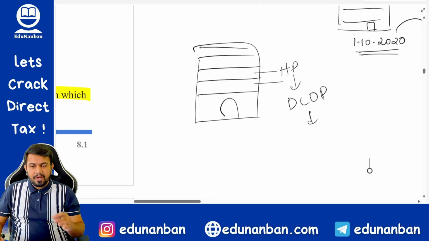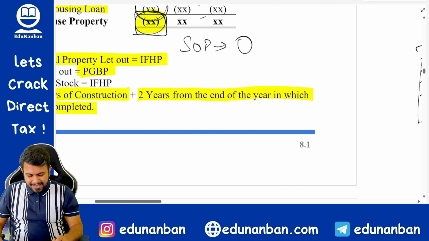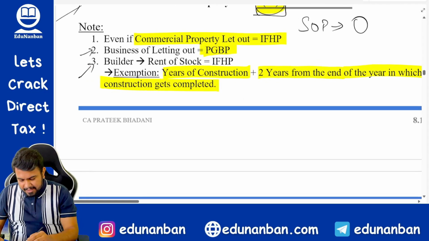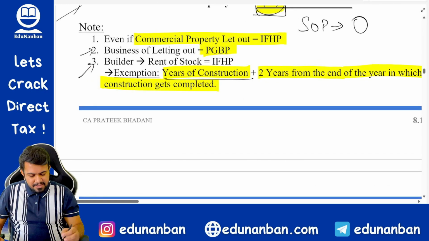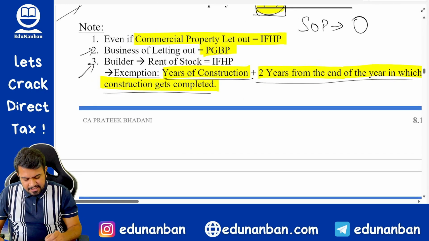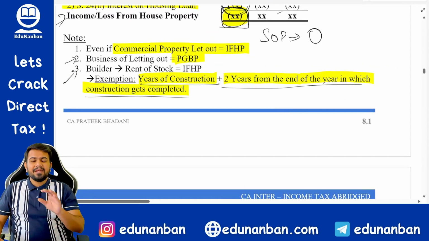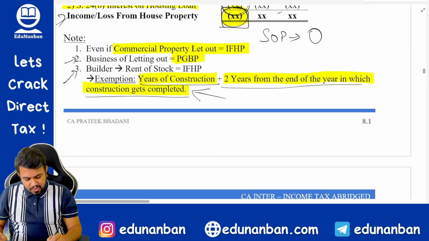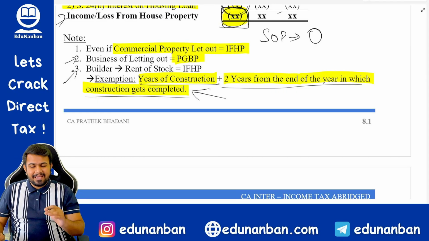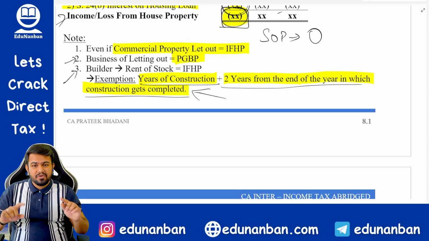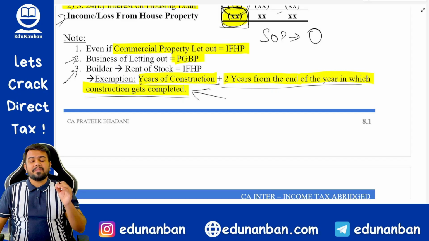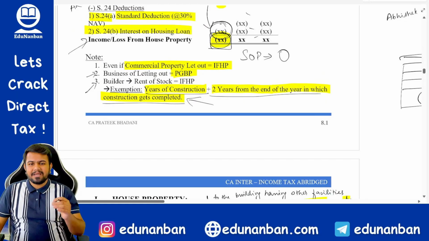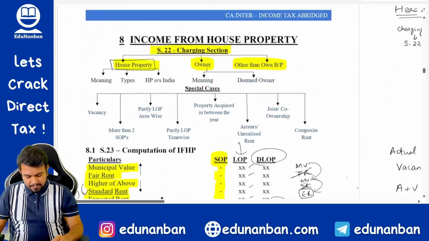Correct? So now to escape from this, the Income Tax Act has given a relief, that in the years of construction plus 2 years from the end of the year in which construction gets completed, the builder need not pay tax on such house property. But however, after this 2-year period is completed and still if any flat is unsold, then it will be treated as deemed to be let out property and the builder should pay the house property tax. Okay, it will be treated as income and the builder should pay the tax.